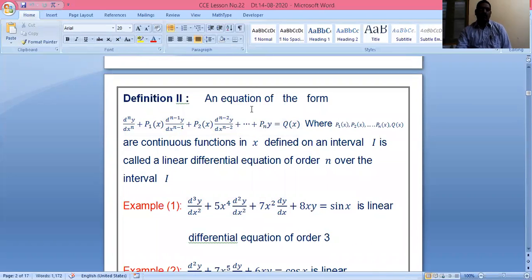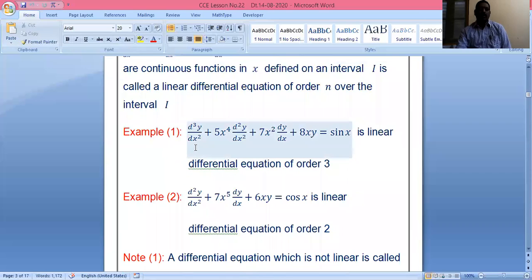Now definition 2. An equation of the form d^n y/dx^n plus p_1(x) d^(n-1) y/dx^(n-1) plus p_2(x) d^(n-2) y/dx^(n-2) and so on, plus p_n y is equal to q(x), where p_1(x), p_2(x) up to p_n(x), q(x) are continuous functions in x defined on an interval I, is called a linear differential equation of order n over the interval I.